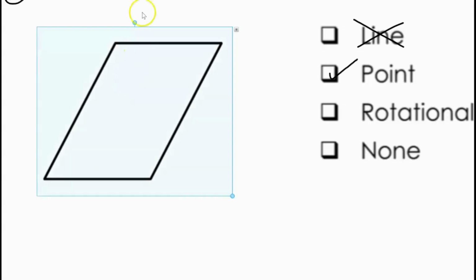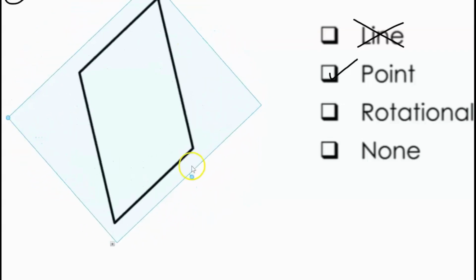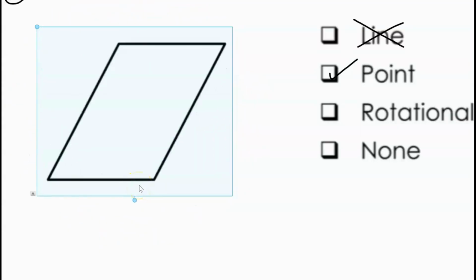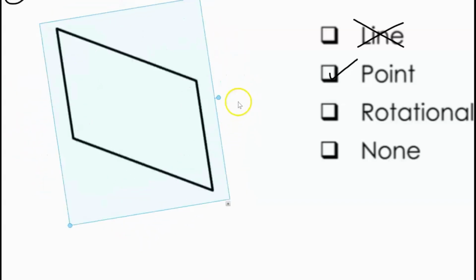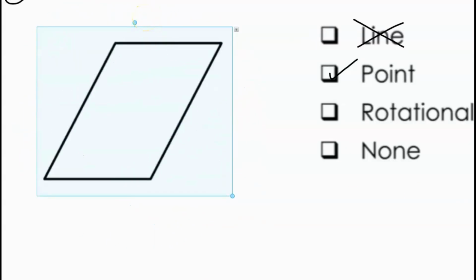Point symmetry. All right, let's turn it upside down and turn it all the way around 180 degrees, and it looks the same as it did before. Right, so it has point symmetry. And remember, if it has point symmetry, it also has rotational symmetry.